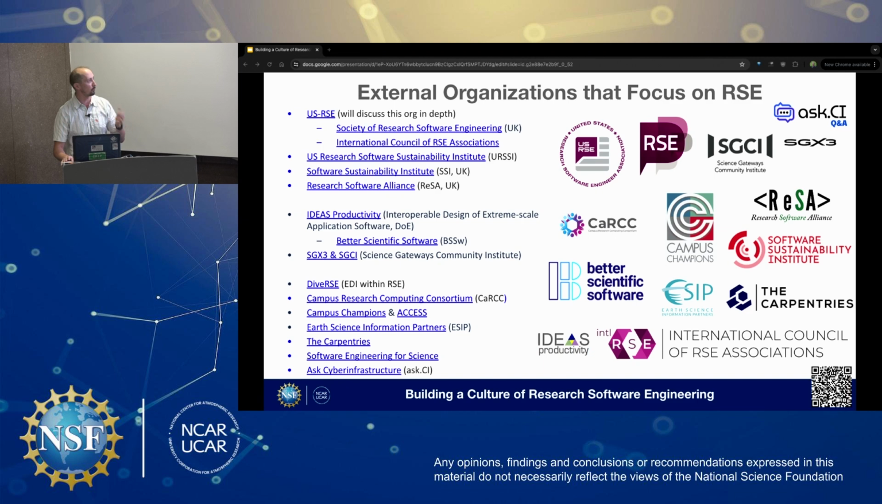Beyond that, there are other organizations that were not necessarily created for RSCs, but do support the work that we might be interested in. So for example, through the ECP and DOE projects, there's the IDEAS Productivity project, the Interoperable Design of Extreme-scale Application Software. And within that there was a Better Scientific Software project. Those communities were curating and offering webinars and resources for how to develop better scientific software, and I encourage you to explore those as you might be interested in.